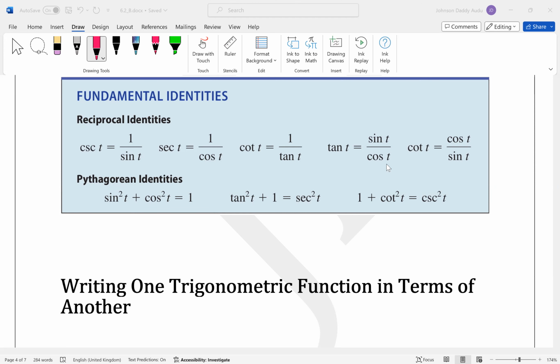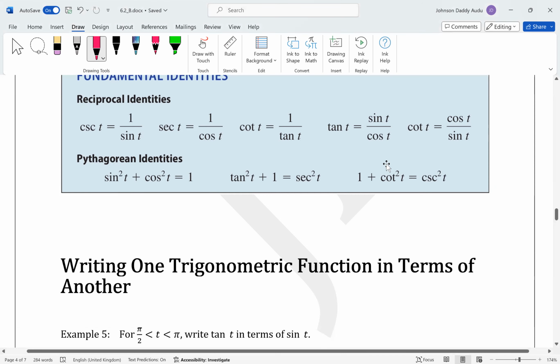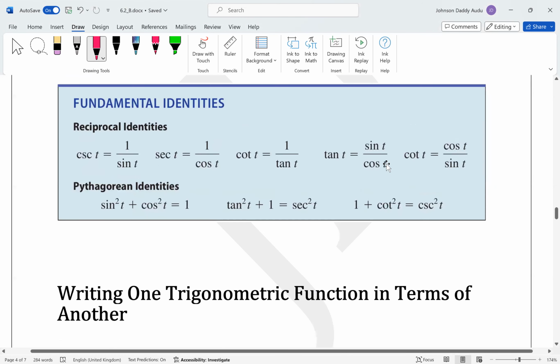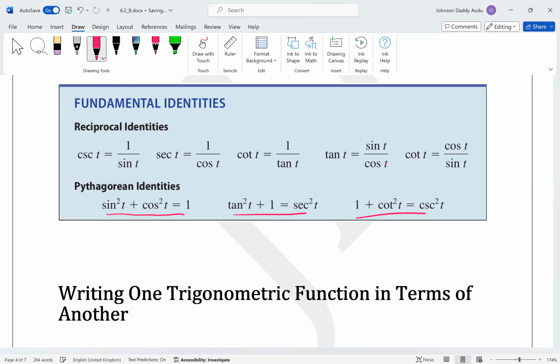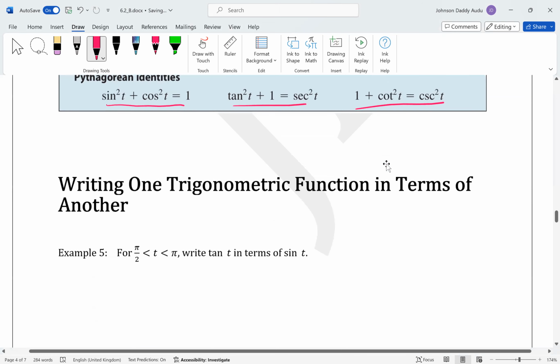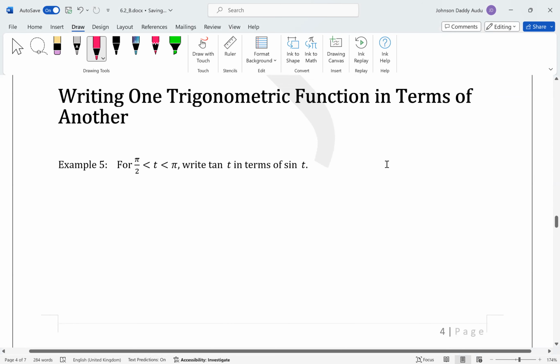how to write one trigonometric function in terms of the other using the fundamental identities. We saw this earlier for trigonometric functions of angles, but now for real numbers, this still holds. If you have cosec t, it's just 1 over sine t, and we have these Pythagorean identities, which we discussed in the earlier chapters or section. So let's just go straight to example 5.